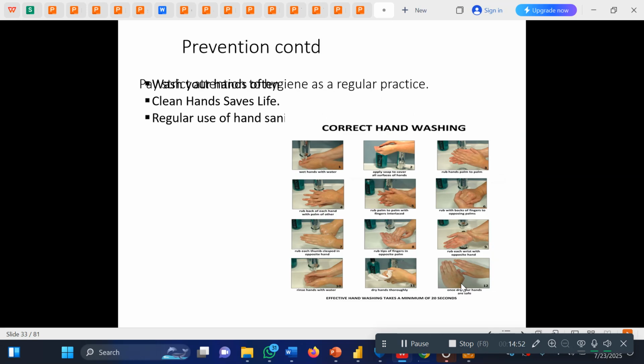Also, it's good that we clean our hands regularly, with regular use of hand sanitizers in our workplaces and in our homes.